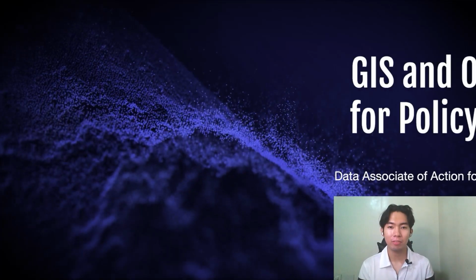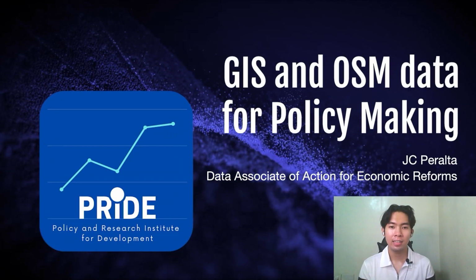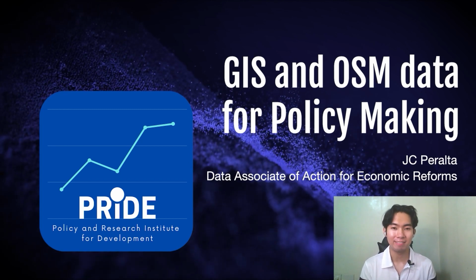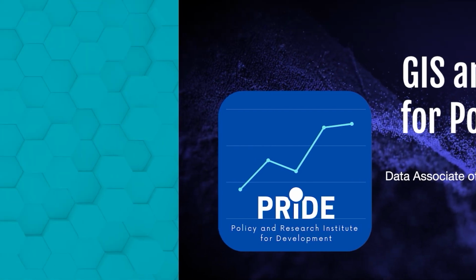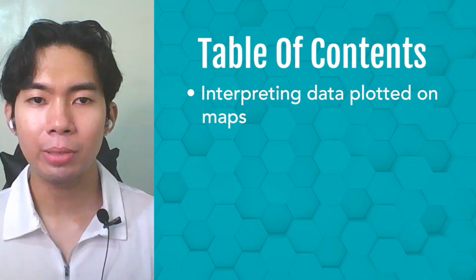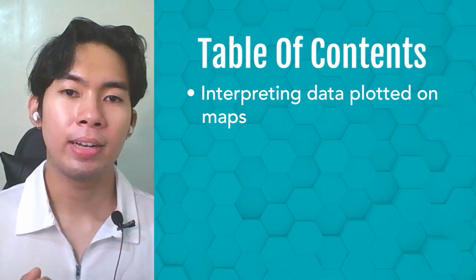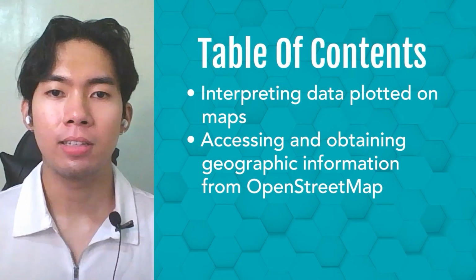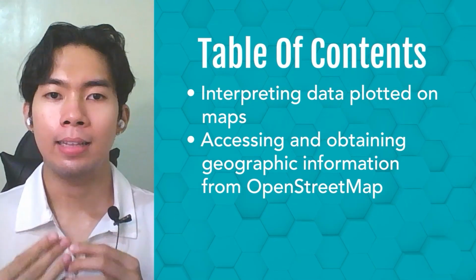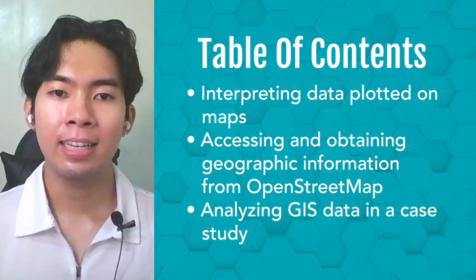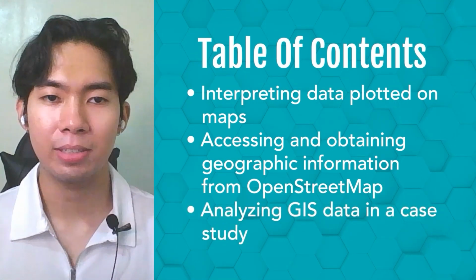Today, we will discuss how we can use Geographic Information Systems or GIS and OpenStreetMap or OSM data as input to policymaking. So in this lesson, we will discuss maps and how to interpret data plotted on them. We'll also walk you through the OpenStreetMap website and how to use it to find geographic information. Lastly, we would like to show how OpenStreetMap and GIS can be used to aid a disaster risk management use case.